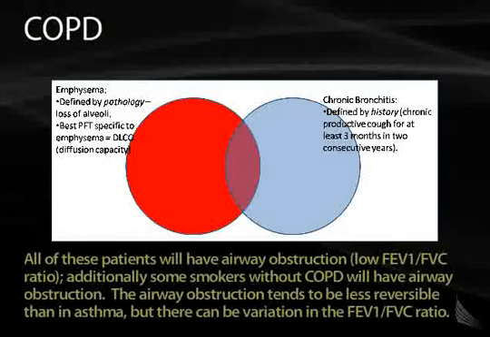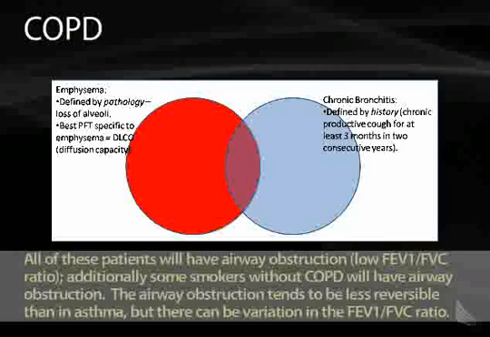Let's think about the Venn diagram of COPD. Emphysema is defined by abnormal pathology. When we do a lung biopsy, we see the loss of alveoli and the loss of elastic connective tissue. If we were to pick a pulmonary function test that would best describe this, we would expect to see a low diffusion capacity. Chronic bronchitis, however, is defined by history. A patient must have a chronic productive cough for at least 3 months in 2 consecutive years. Some patients have just emphysema, some patients have just chronic bronchitis, others have both.